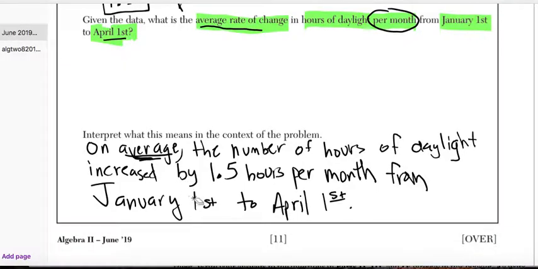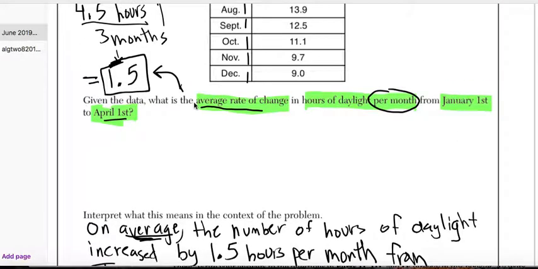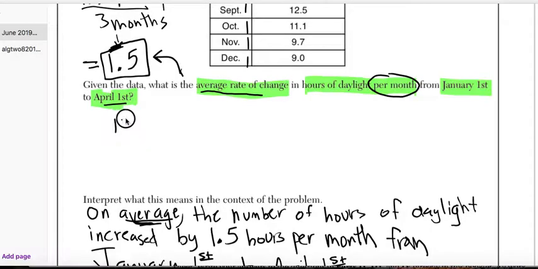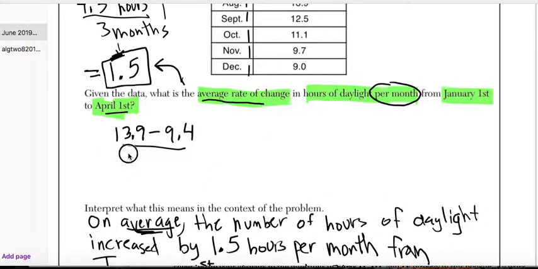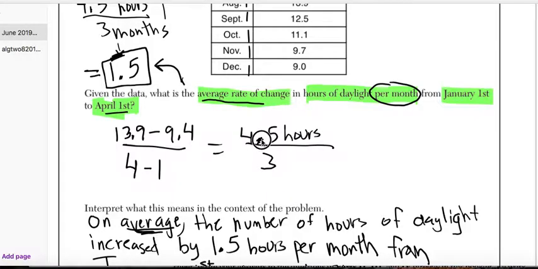Let's keep our notation consistent. All right, I'll even copy the work down here. So we had 13.9 minus 9.4. It's just a basic rate of change formula. 13.9 minus 9.4 over 4 minus 1. So I'm just copying it back down again here so you could see everything in one. Became 4.5 hours over 3 months.